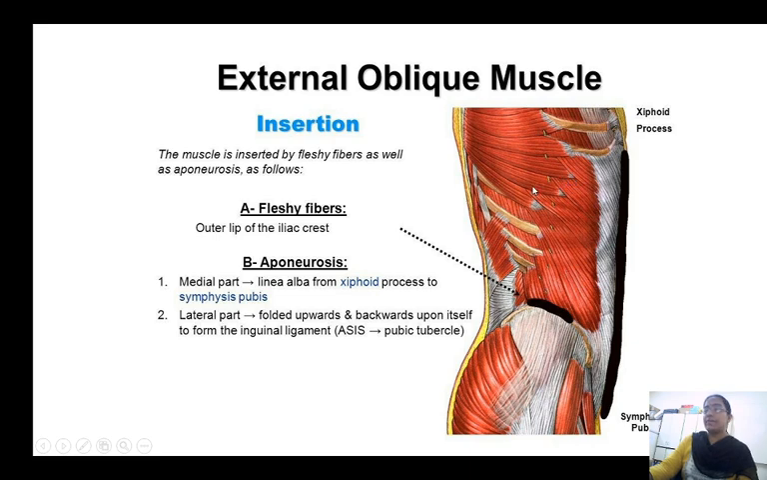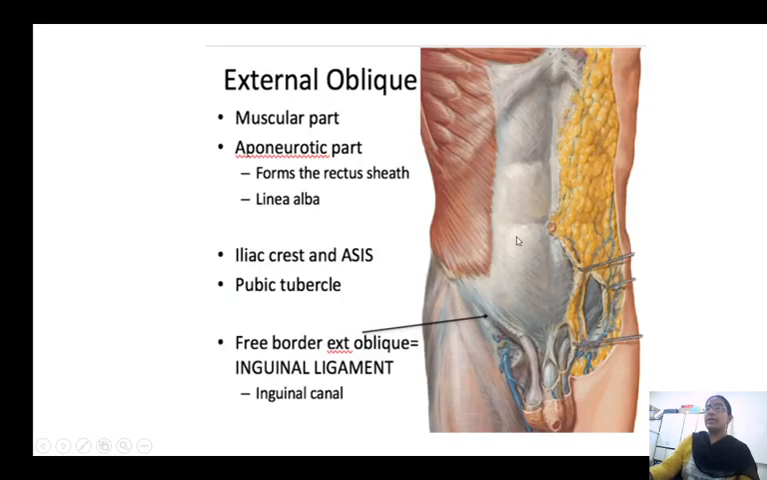So we have seen the fibers of the external oblique. The posterior fibers were coming from the outer border of the ribs and getting inserted into the outer lip of the iliac crest. Other fibers come downward, forward and medially, forming an aponeurosis and inserting into the linea alba. The remaining fibers are the lower fibers. So these were the upper fibers.